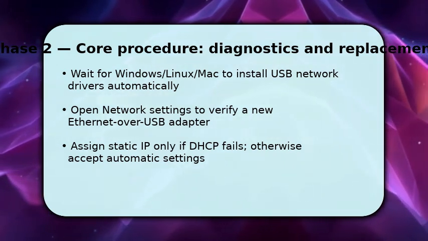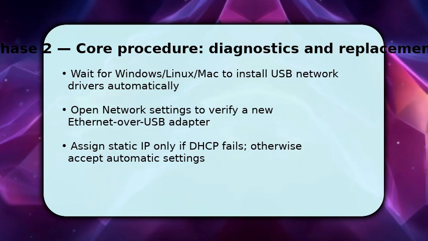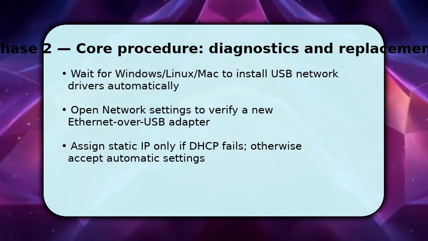Make sure DHCP is enabled on the phone. If not, set a manual IP range. Finish by testing the connection.